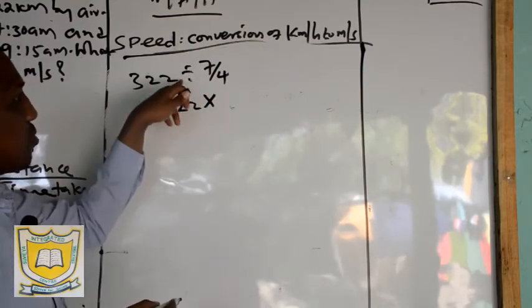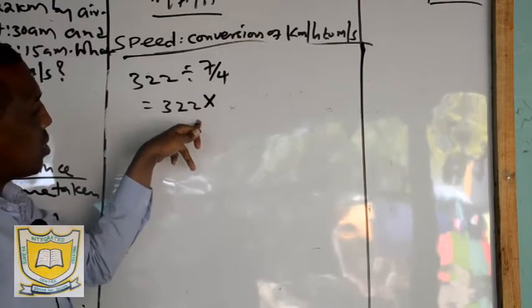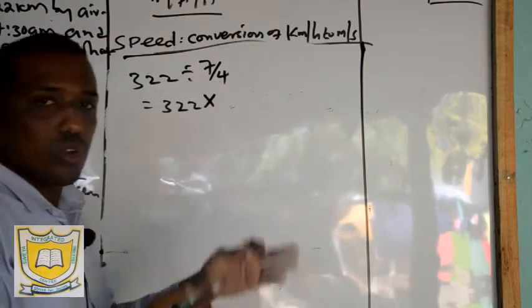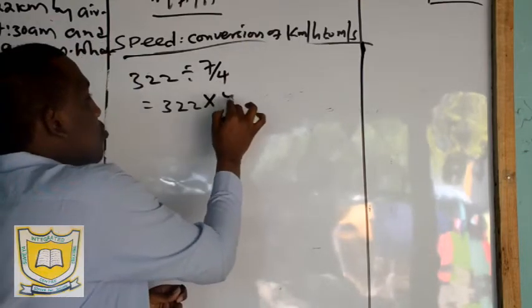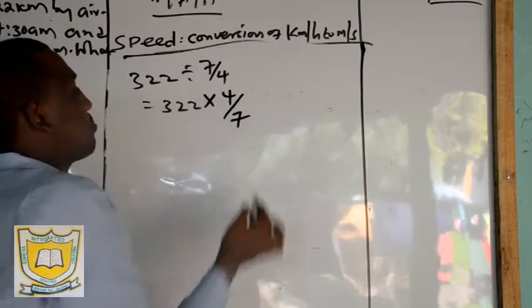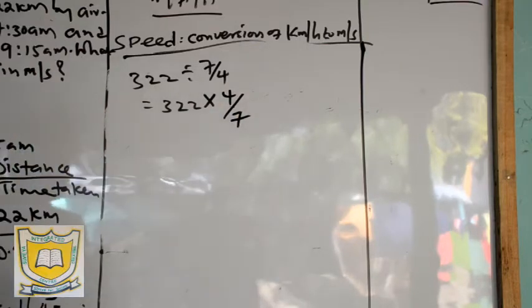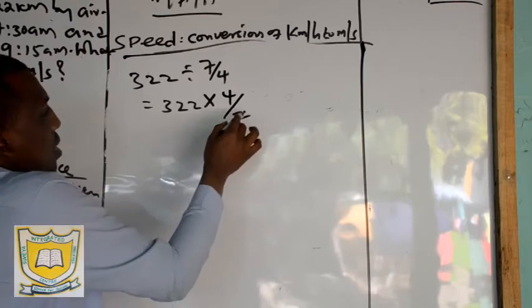Then what will happen when we change the division into multiplication? We change this number into its reciprocal, upside down. So it will become 4 over 7. 4 over 7. So let us divide now.